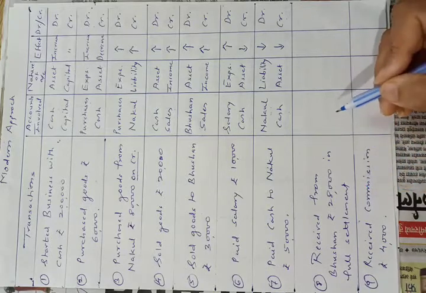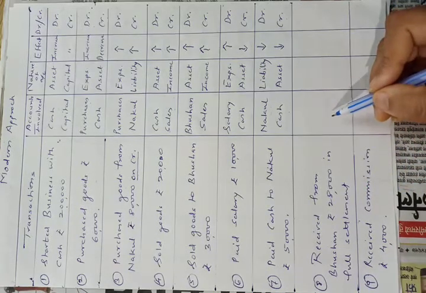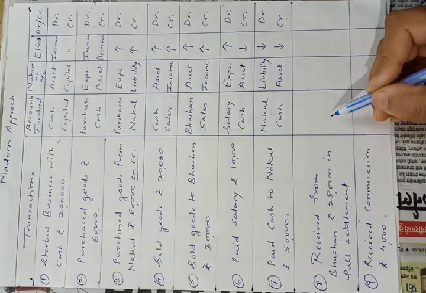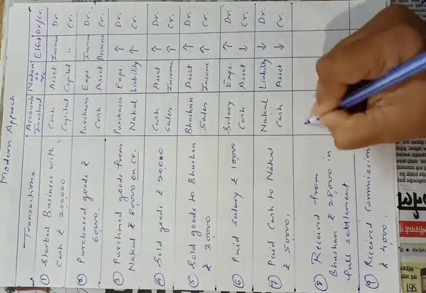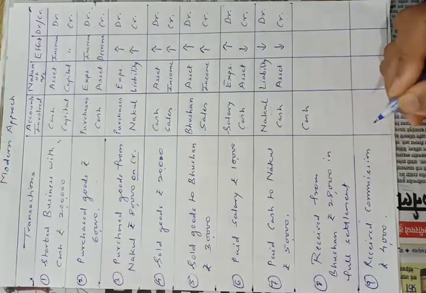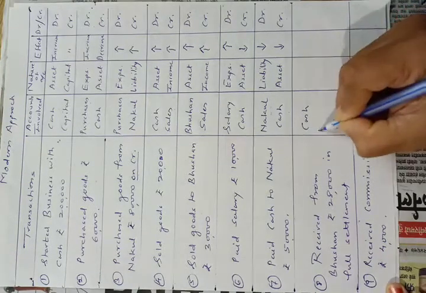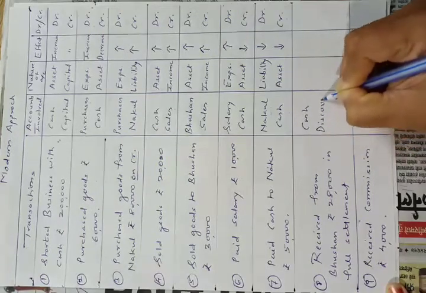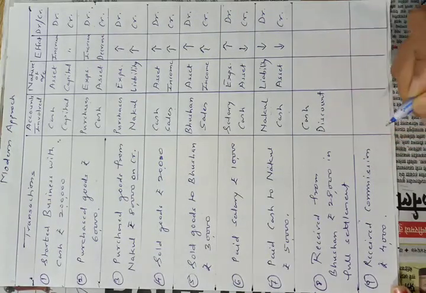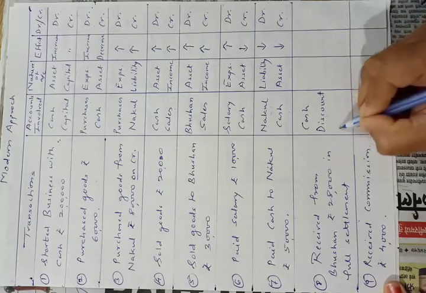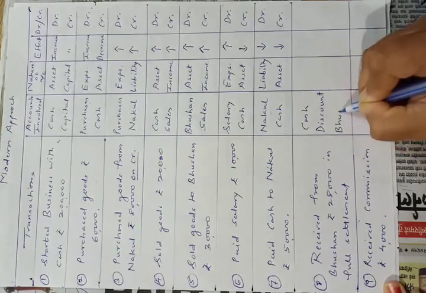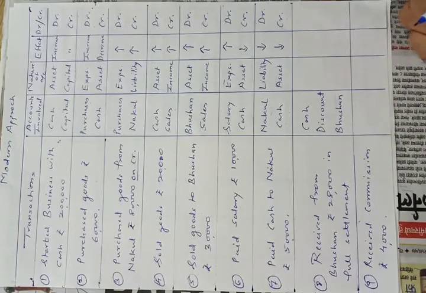So there will be three accounts involved. As we are receiving cash, one account will be cash account. As we are giving discount to Bhushan worth rupees 2,000, second account will be discount account, and we are receiving cash from Bhushan, so third account will be Bhushan's account. Understood?